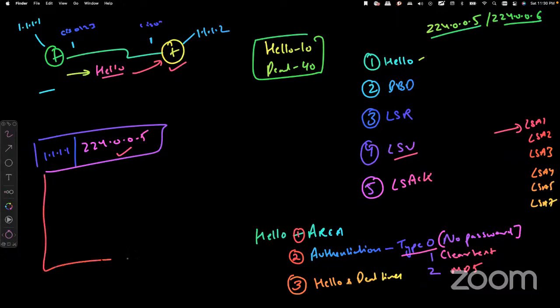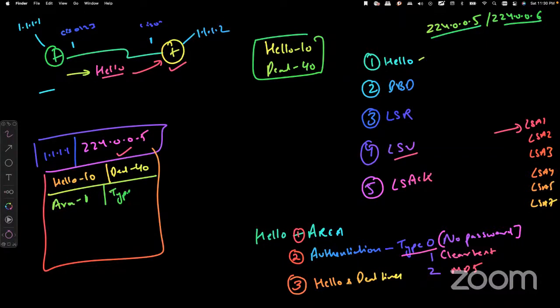And in this hello packet, what will we have? The hello timer is 10. The dead timer is 40. Then which area? Area 1. And then which authentication type? Type 0. Okay, and then there is one more thing, which is called MTU. Which MTU?